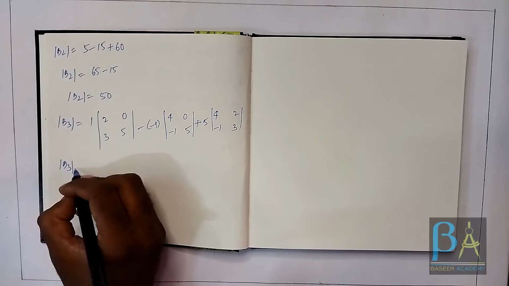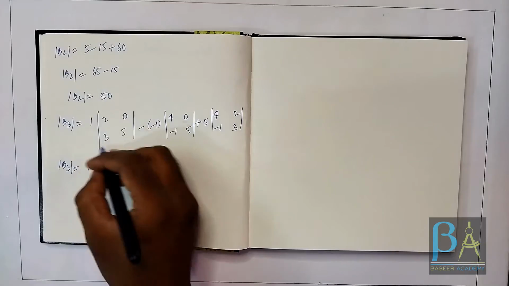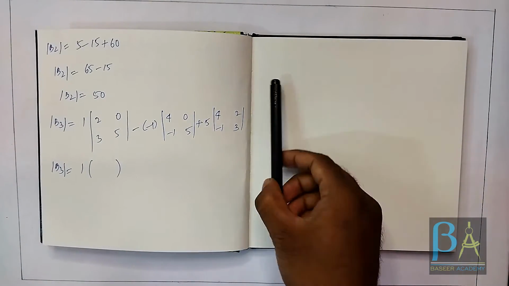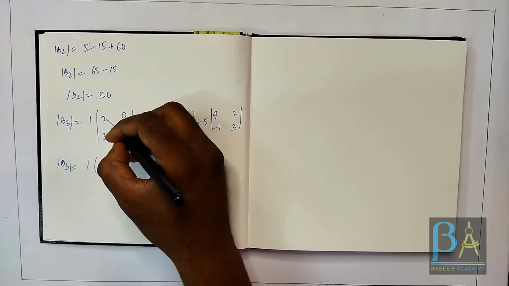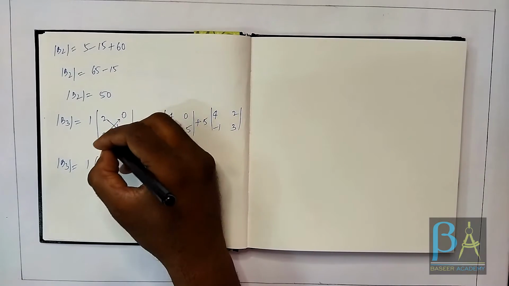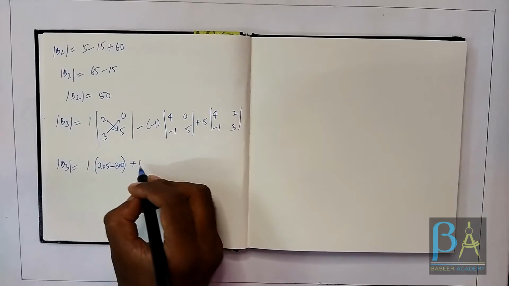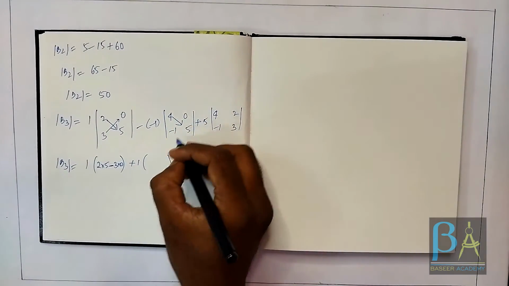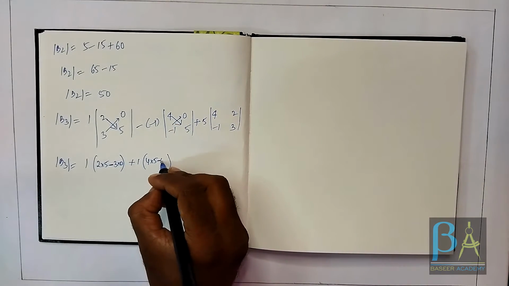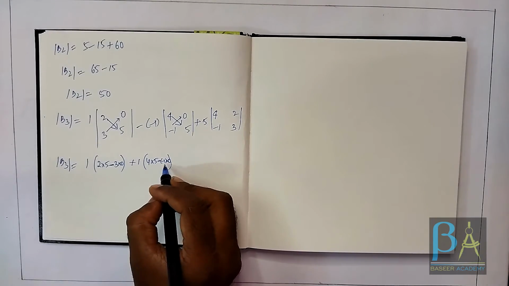So mod B3 is going to be 1 into. In case you are finding it a little bit difficult to find out the determinant here, I would suggest you to do it step by step. You can perhaps do it this way also. You multiply these two numbers, 2 into 5, keep a minus sign and then multiply these two numbers, 3 into 0. You can do it this way as well. Minus into minus is plus 1. 4 into 5, keep a minus sign and then multiply these two numbers, minus 1 into 0. Now since I have two minus side by side, I'm separating them using a bracket here.